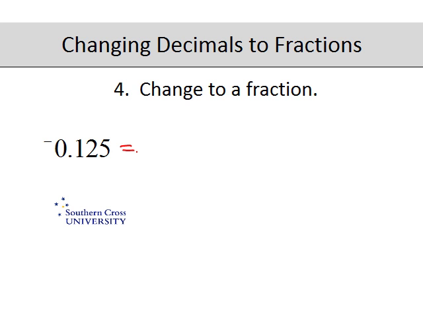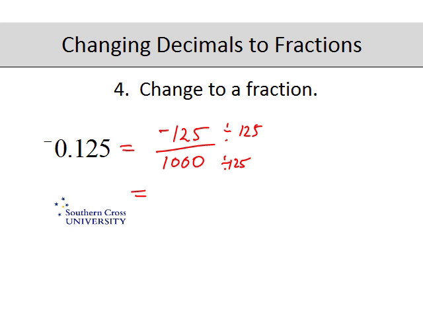Negative sign's not really a big issue here. This number can be said as 125 thousandths. So this is negative 125 on 1,000. Now, I know that we can divide both of these by 125. You may not do that though in one go.